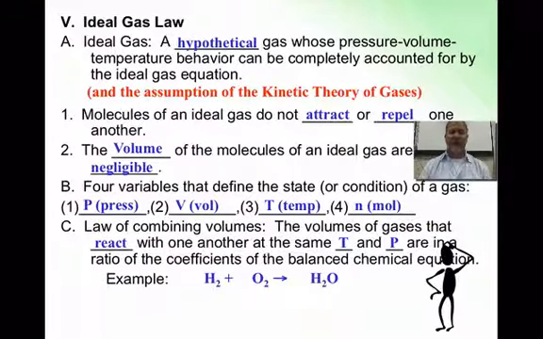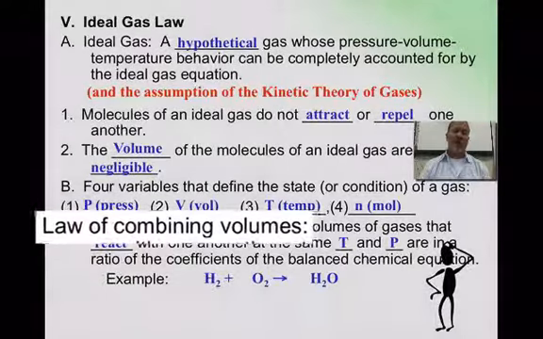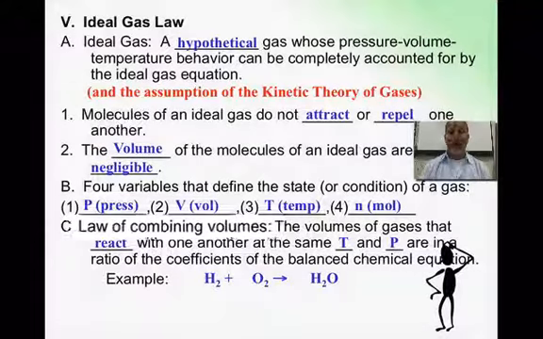Here's a term, the law of combining volumes, and we're going to bring this back into play because the roadmap's coming back into play. What the law of combining volumes says is that the volumes of gases that react with one another at the same temperature and pressure are in a ratio of the coefficients of the balanced chemical equation, the mole-to-mole ratio. So if I have my balanced chemical equation, 2 moles of hydrogen plus 1 mole of oxygen will produce 2 moles of water. It's a 2 to 1 to 2 ratio, mole to mole to mole.